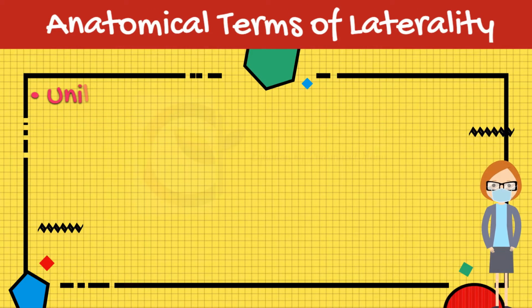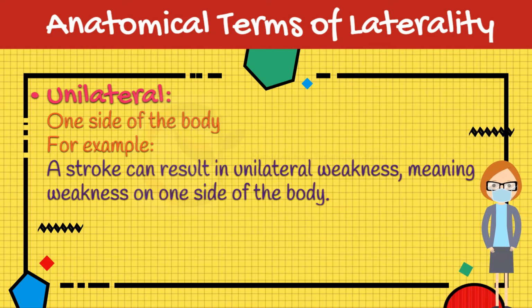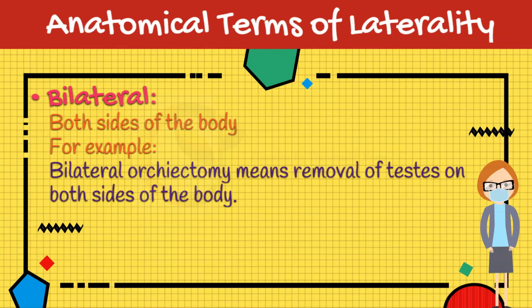Next, we will share the anatomical terms of laterality. Unilateral, meaning one side of the body. For example, a stroke can result in unilateral weakness, meaning weakness on one side of the body. Bilateral, meaning both sides of the body. For example, bilateral orchiectomy means removal of testes on both sides of the body.